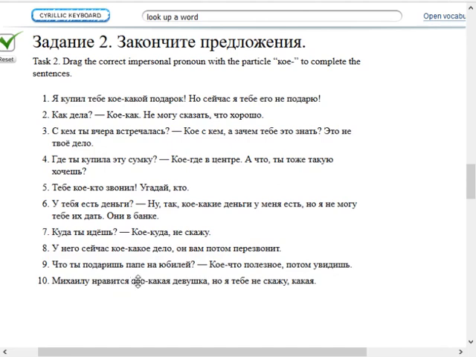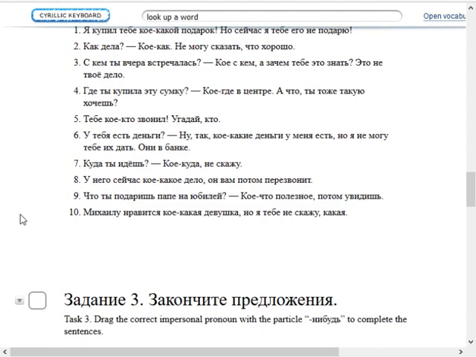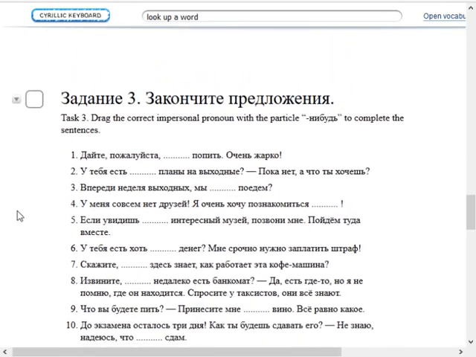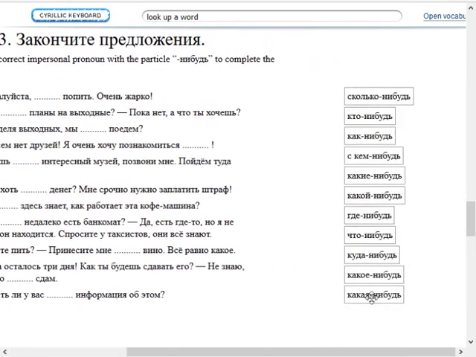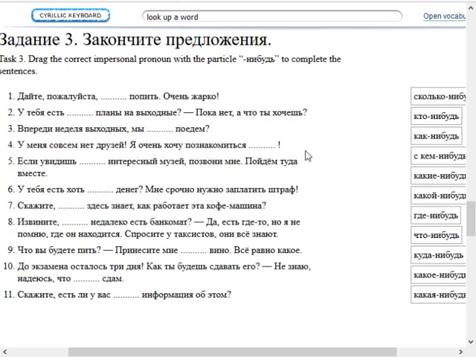Mikhail likes some girl, or literally, Mikhail is pleased by some girl, but I won't tell you which one. Again, going back to being playful instead of rude. Okay, and now we have something very similar, except now we have all these phrases with nibud at the end. So let's go ahead and see how this shakes out.